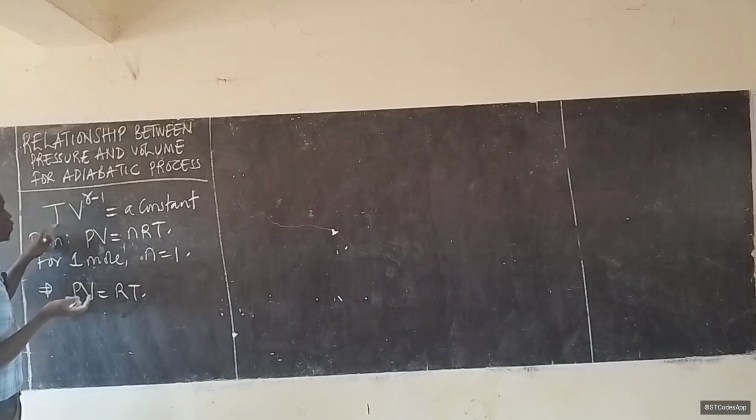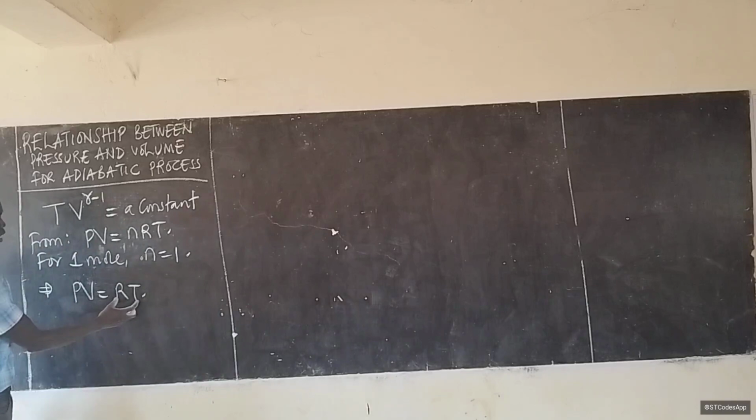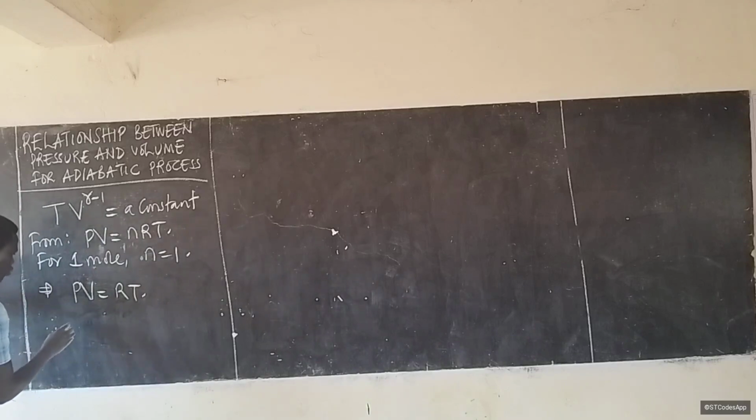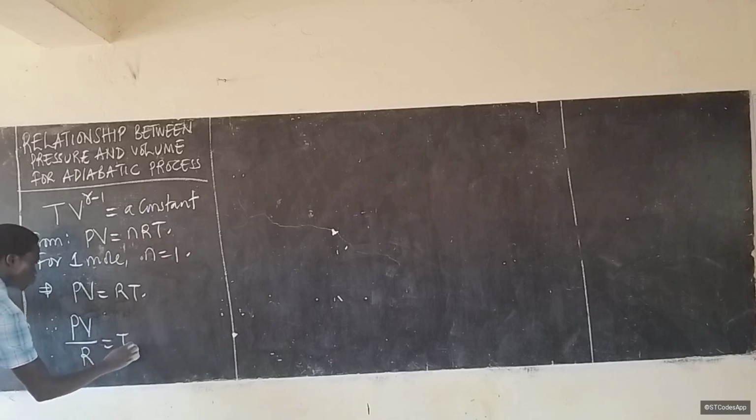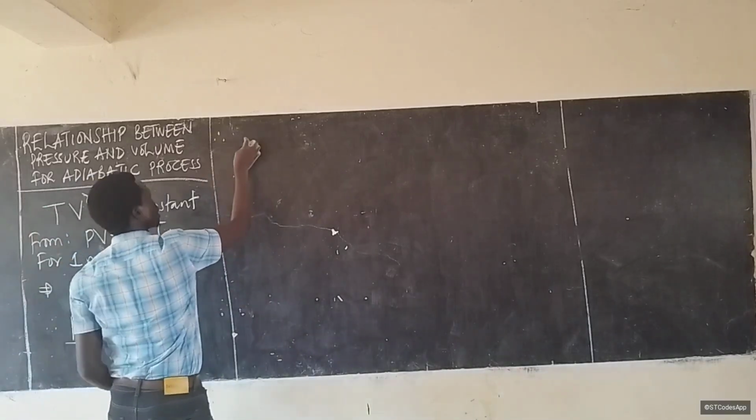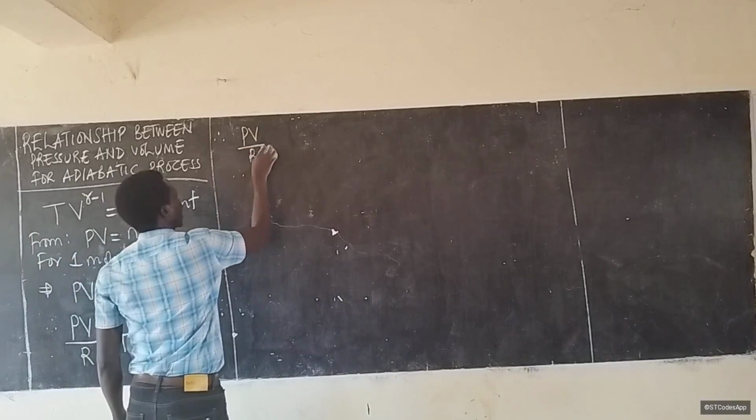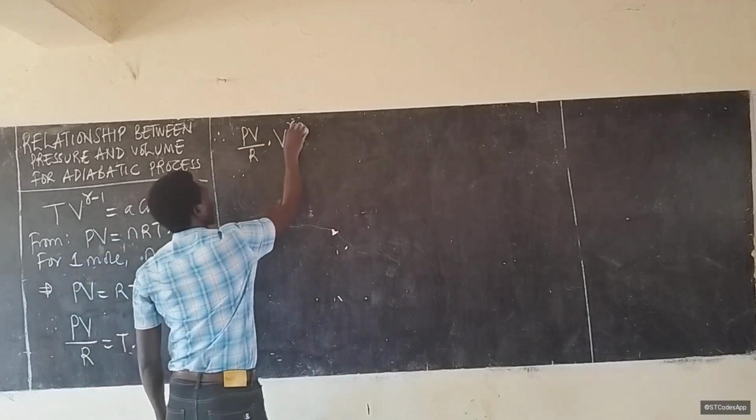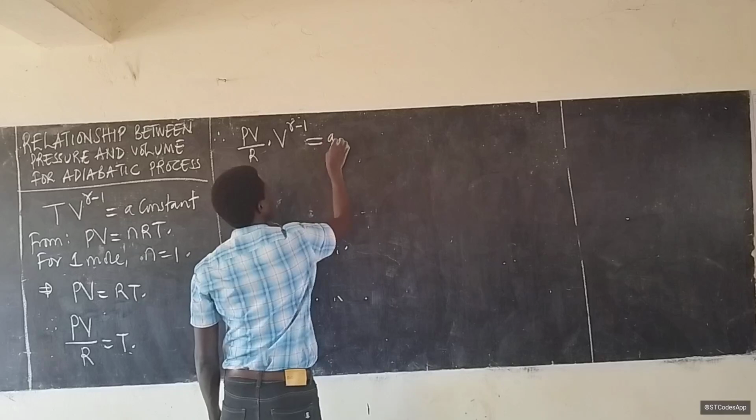So I have to see a way of replacing this T from this equation, and then I bring the aspect of pressure inside. That can only be done by making T the subject from here, and we come and replace it here. Therefore, we shall have PV over R is equal to T when you make T the subject. So I'm going to replace for T back here. Therefore I will have PV over R times V raised to power gamma minus 1 is equal to a constant.